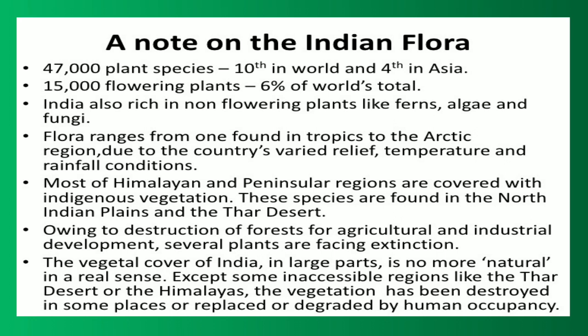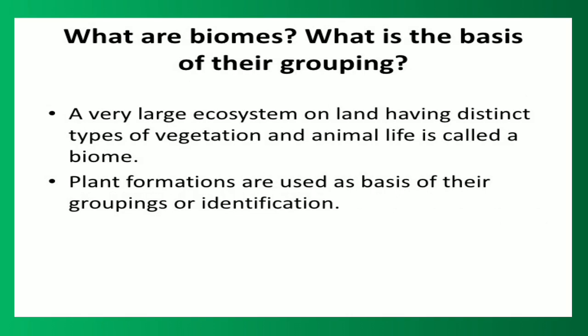The vegetal cover of India in large part is no more natural in a real sense, except in some inaccessible regions like the Thar Desert or the Himalayas. The vegetation has been destroyed in some places or replaced and degraded by human occupancies. It means we human beings are somewhere responsible for the depletion of flora and fauna.